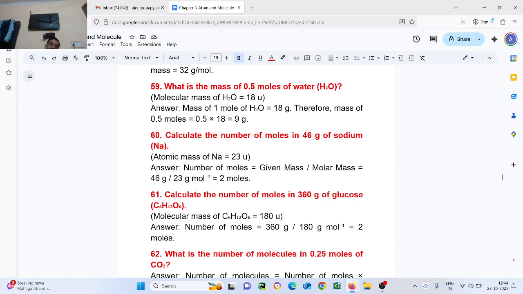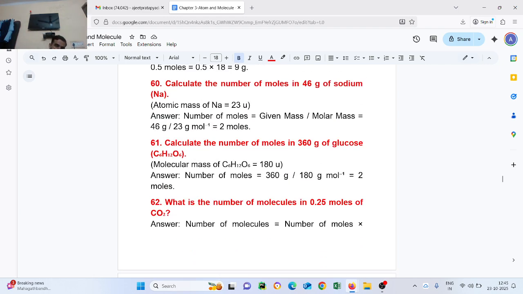Question number 61. Calculate the number of moles in 360 gram of glucose. Molecular mass of glucose is 180 u. The number of moles is equal to given mass upon molar mass, 360 gram upon 180 gram per mole, equal to 2 moles.